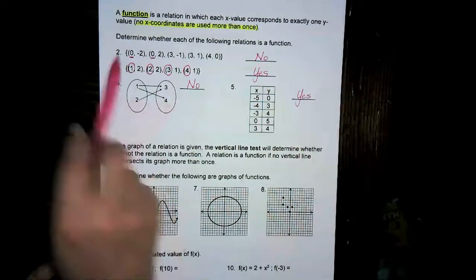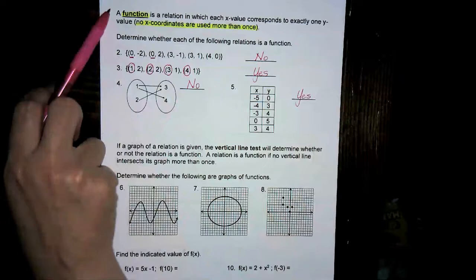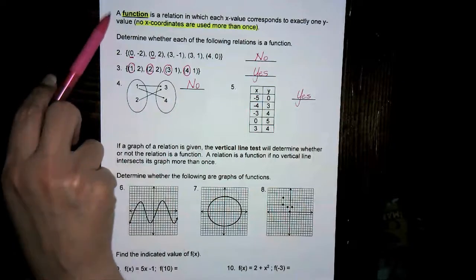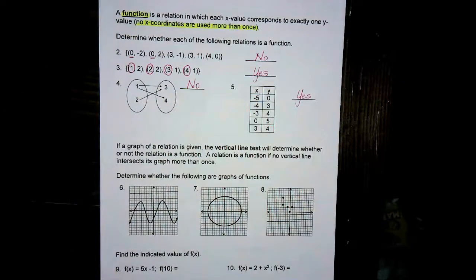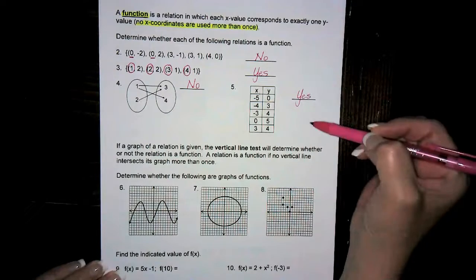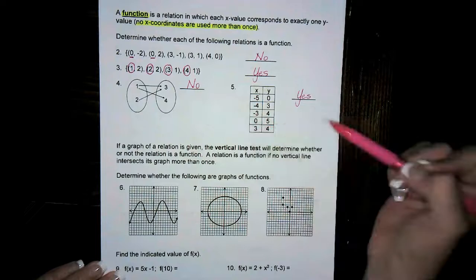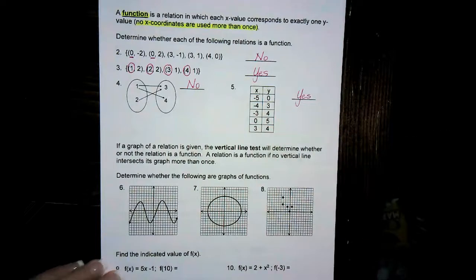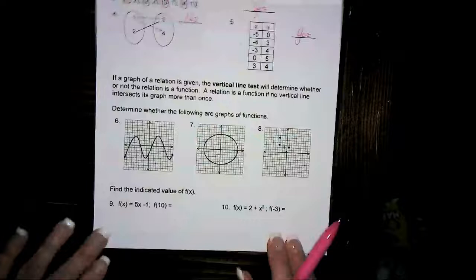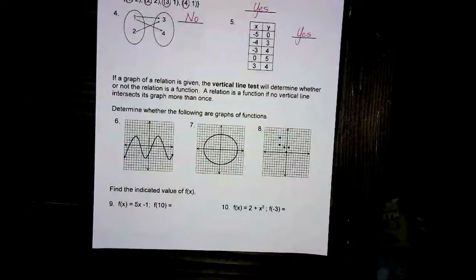So remember, a function is simply a special kind of relation where none of the X values get used more than once. Now, I showed you how to tell if it was a function, if you had an ordered pair, if you were looking at a mapping, or if you were looking at a table. So look at these at the bottom here. This helps us if we are given a graph.